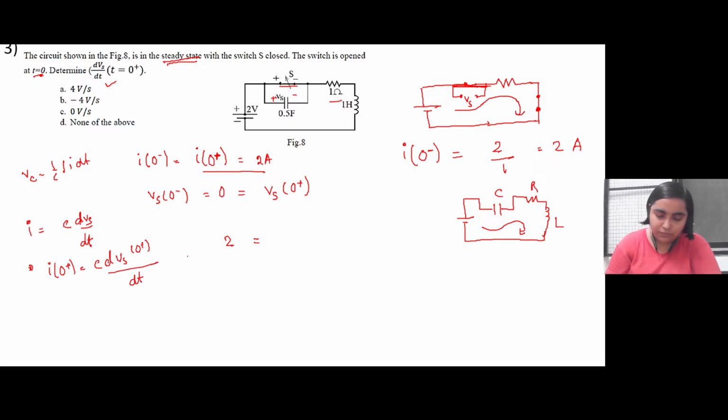Okay, now let us look at this particular point, at t equal to 0 plus, just at the instant after switching. This inductor, initially at steady state, is a short circuit, right? Now just after switching, the inductor will behave as an open circuit, right?